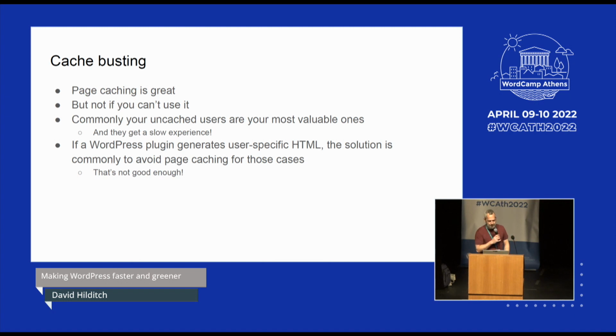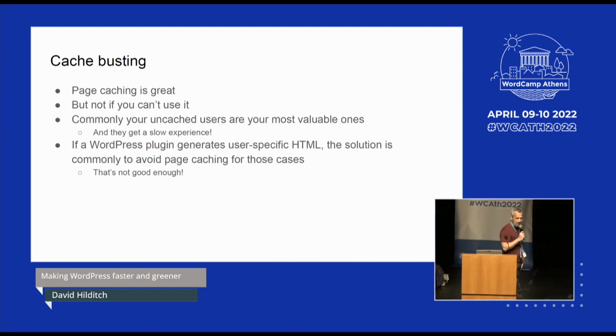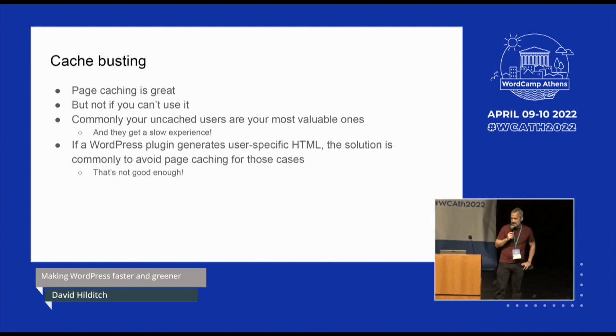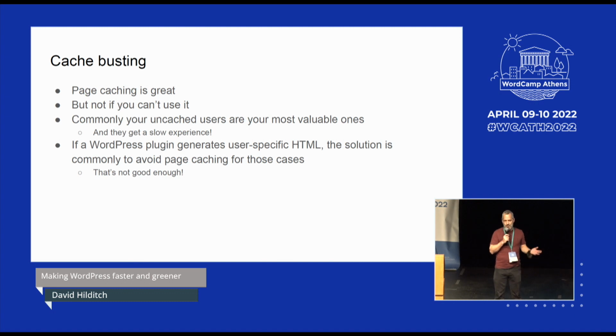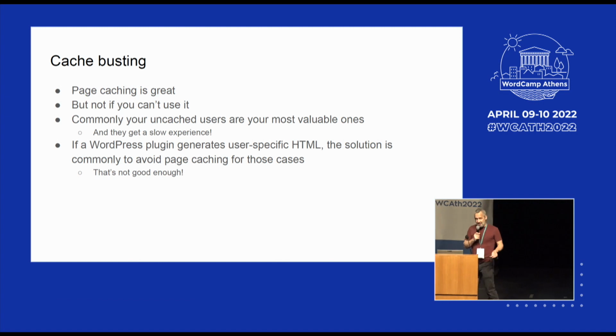Okay, so then there's cache busting. This is another problem that exists in the WordPress ecosystem. If you have performance problems, the most common answer is cache your pages. The second most common answer is spend more money on hosting. Page caching is great. It is really great. But it's not great if you can't use it. And the most valuable customers that you've got are the ones that are uncached.